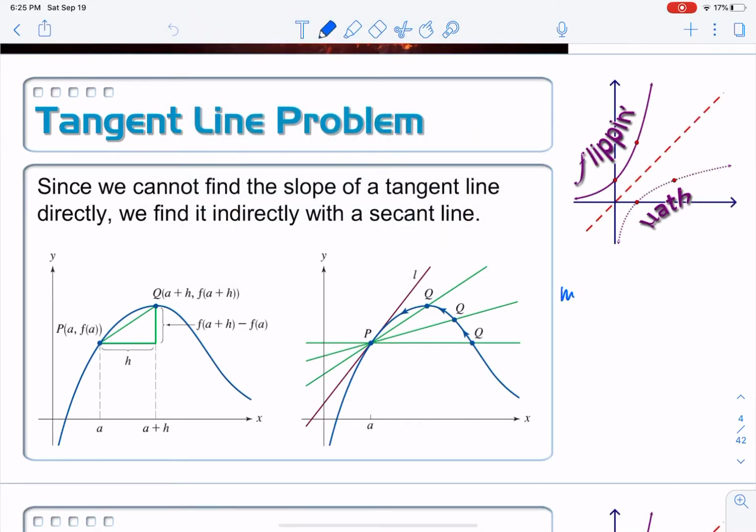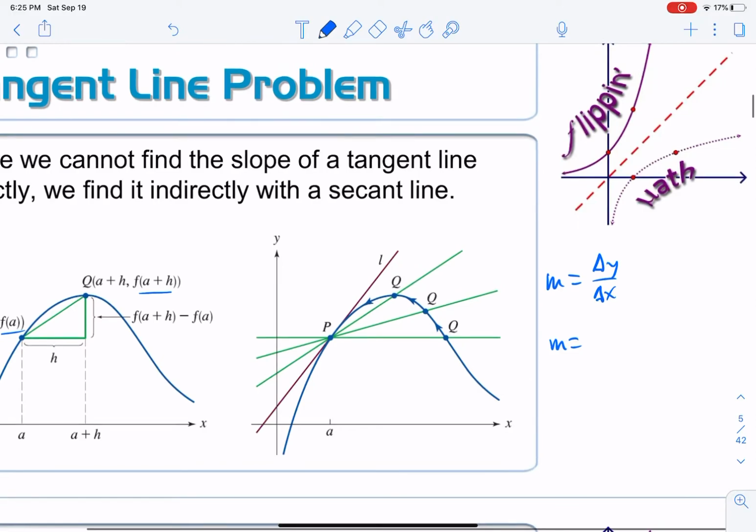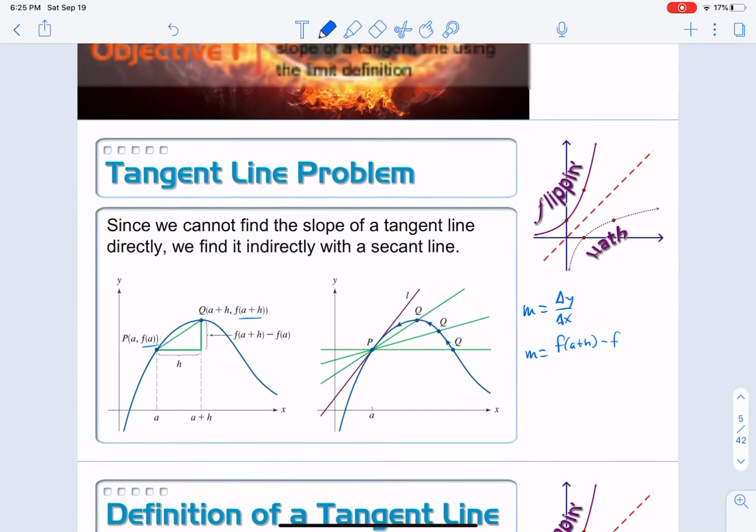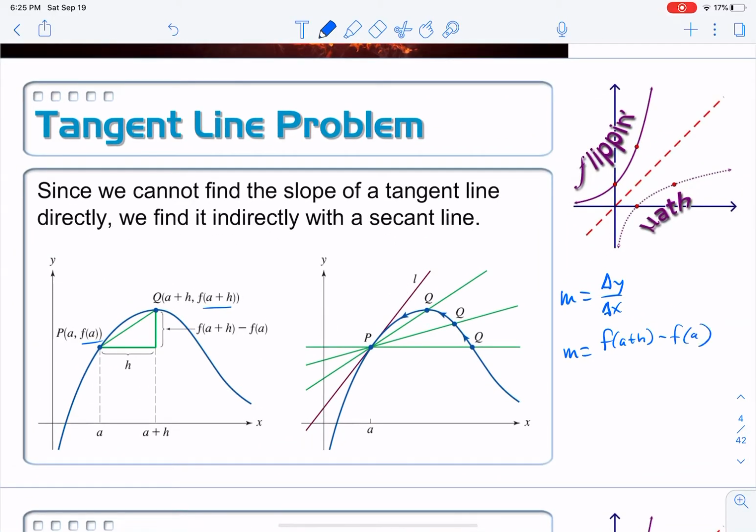So our slope should be equal to, I know it's a change in y over a change in x, okay. And then our change in y here are these two y values. So f of a plus h, right? And then minus f of a all over.